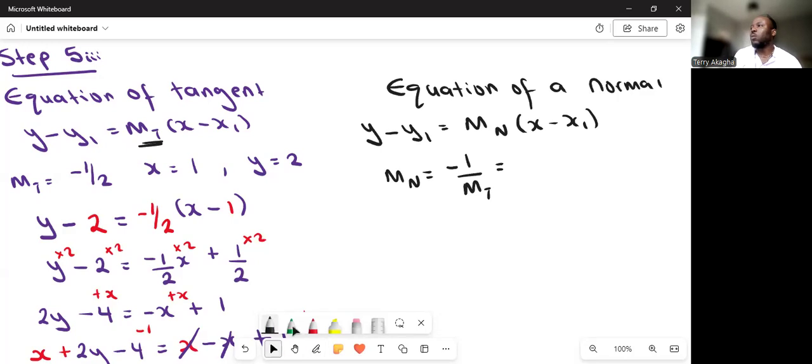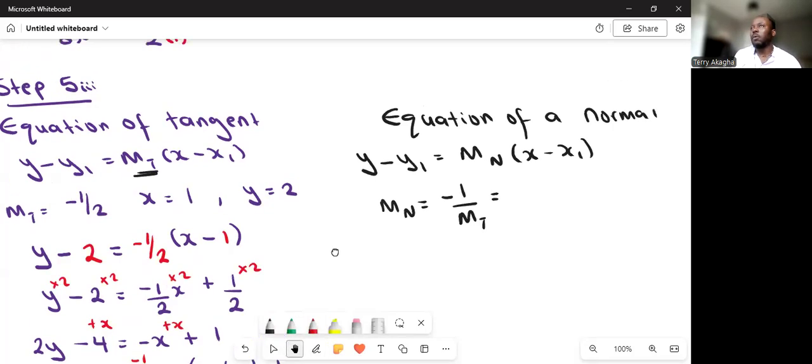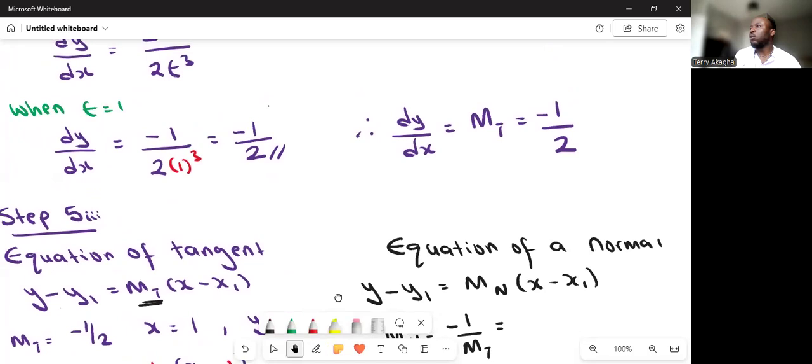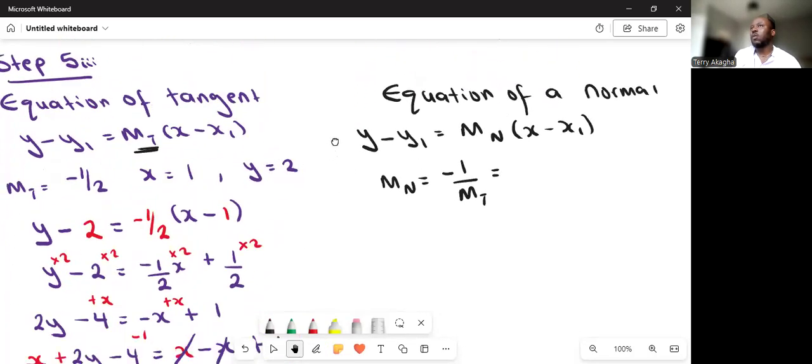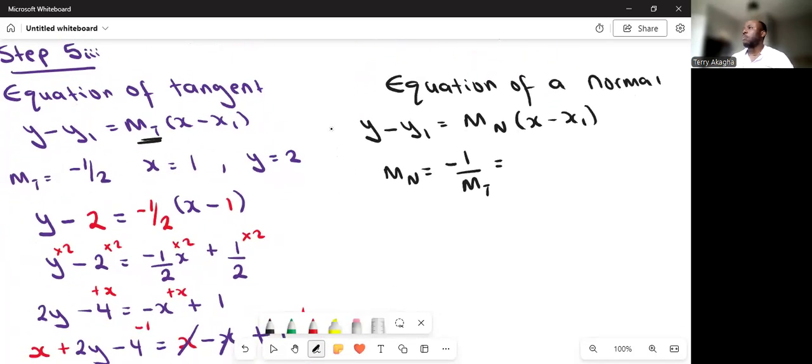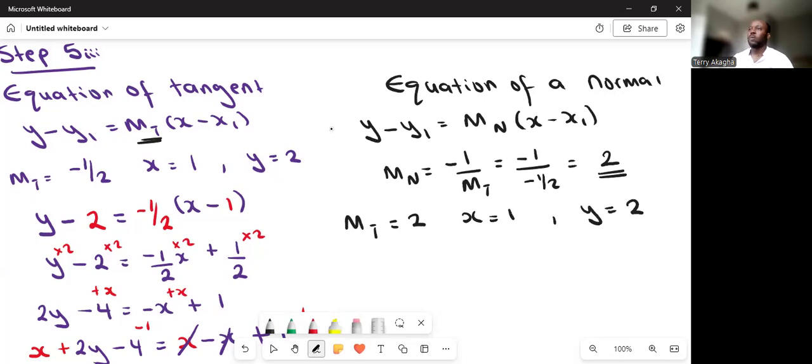And from this question, we knew our mt already in step 4 to be minus half, okay? So now we can say it's going to be minus 1 divided by minus half. And when you press the calculator for that, that will give you 2. So now we can say our mn is equal to 2, our x1 is equal to 1, and our y1 still remains as what? 2. Does that make sense? Now we can solve this.